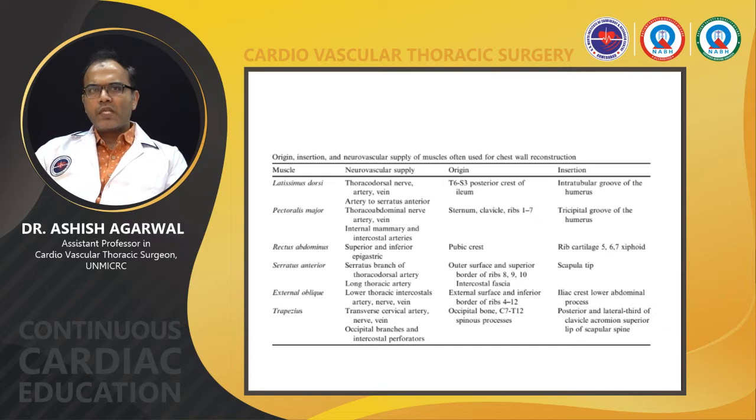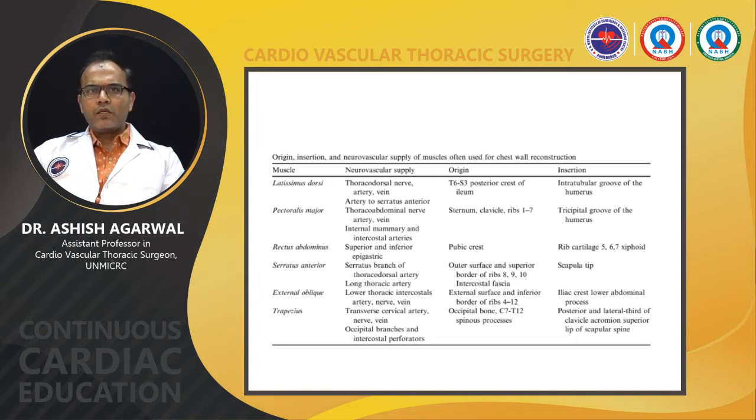The remaining 2 muscles, external oblique and trapezius, are less commonly used. External oblique originates from the external surface and inferior border of ribs 4 to 12, inserts over the iliac crest and lower abdominal processes, and has a blood supply from the lower intercostal vessels.